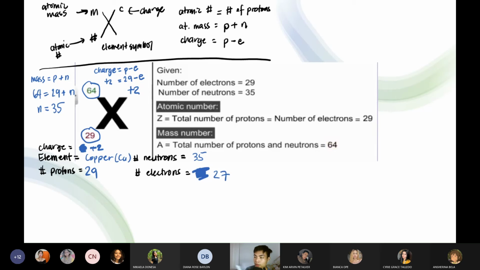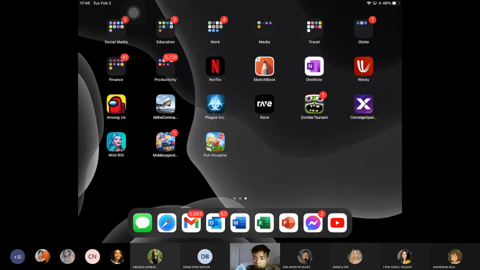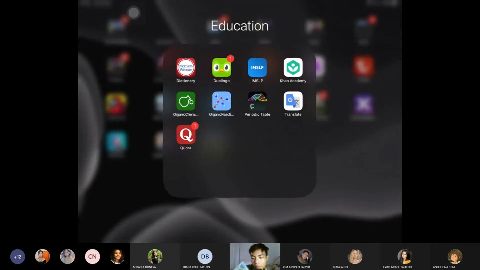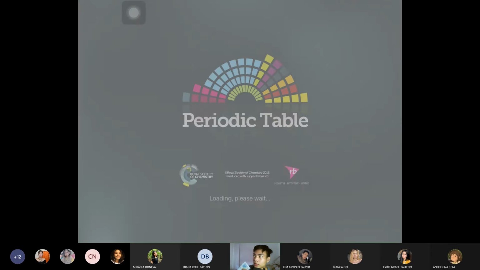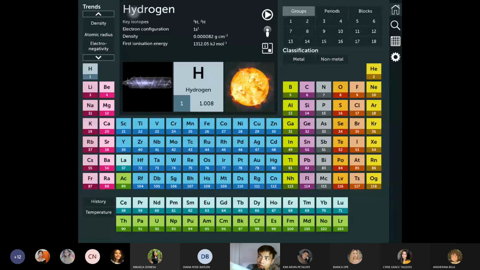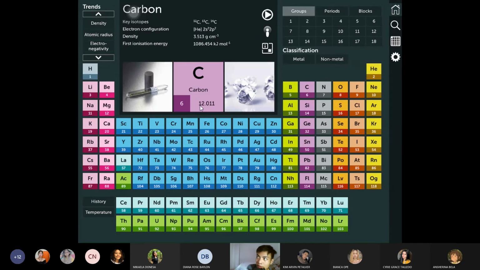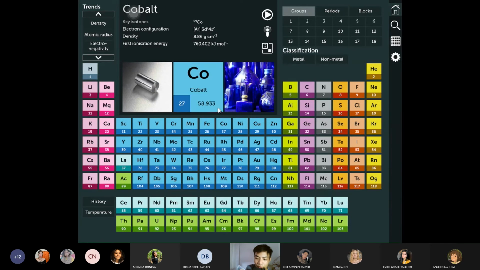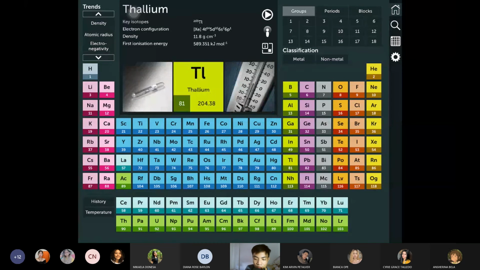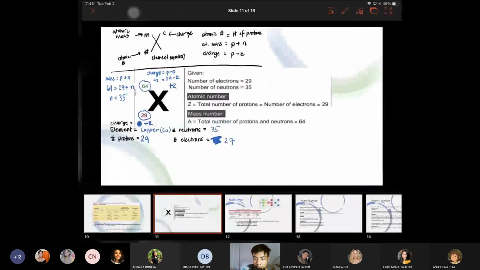So, kung mapapansin nyo, itong periodic table natin, punta tayo dito sa periodic table. Tignan nyo yung atomic mass. Ano yung nakalagay? 1.008. Ano nakalagay? 12.001. 58.933. So on and so forth. So, kumbaga, may mga decimal. Kala ko ba ang atomic mass ay proton plus neutron? Diba? Whole number yon, sir.